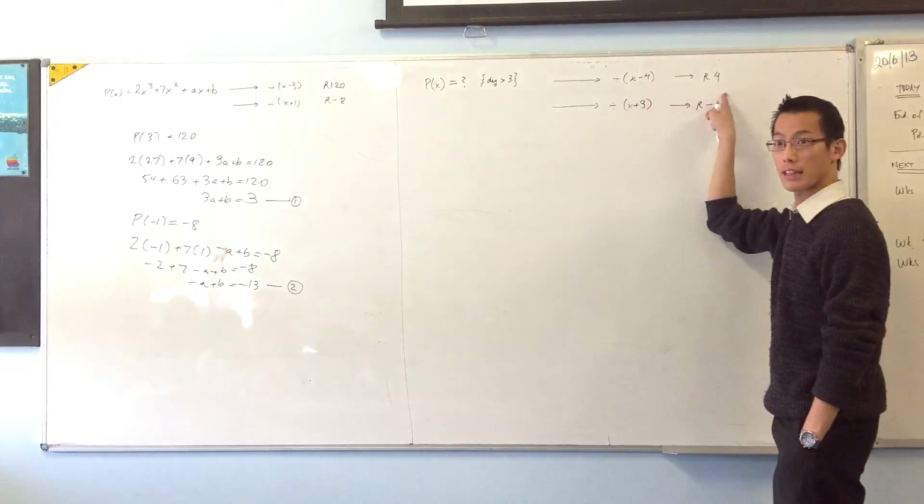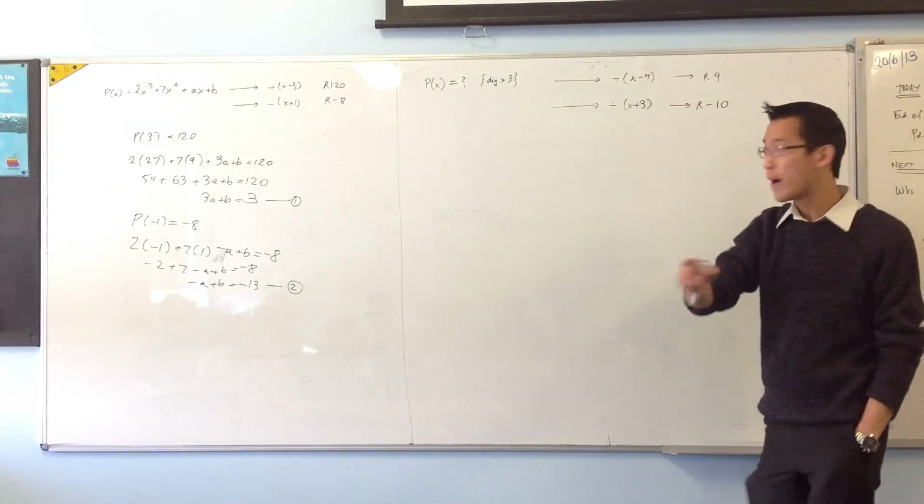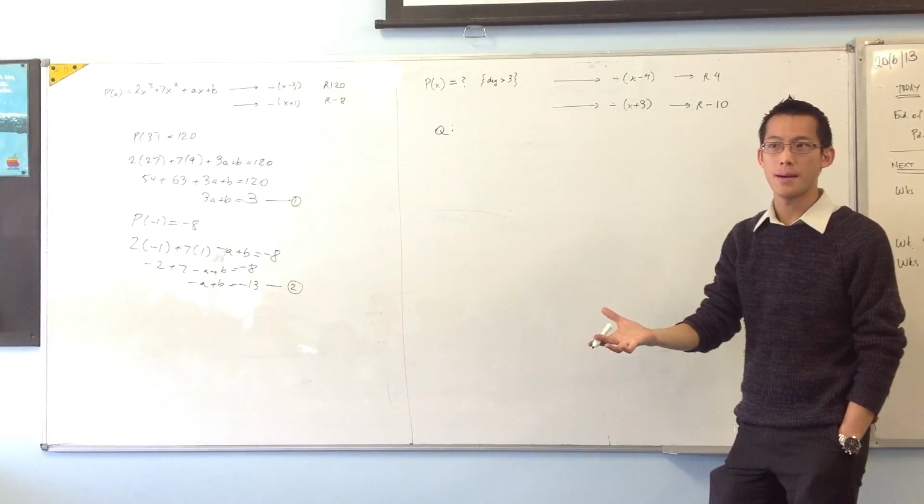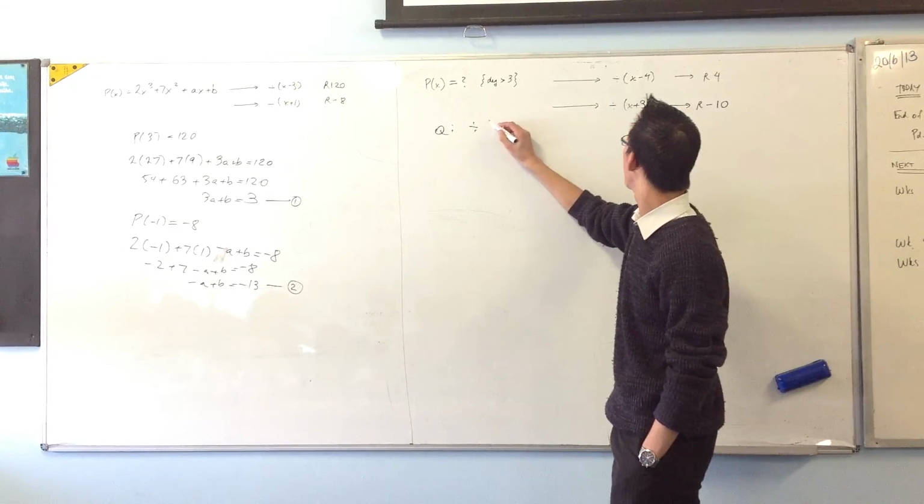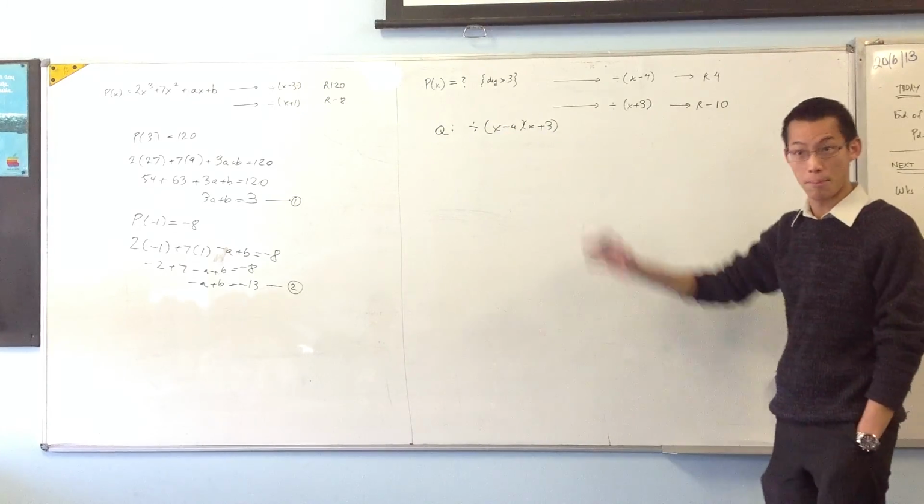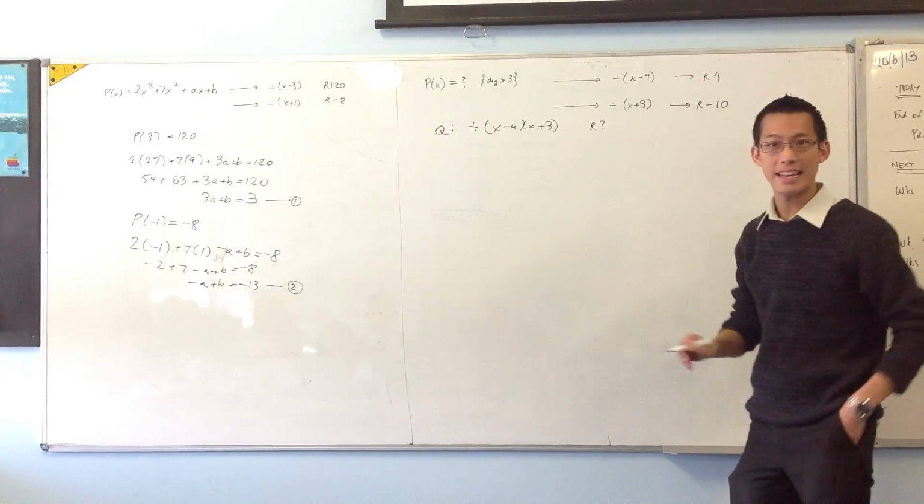If you divide by this, you'll get this remainder. If you divide by this, you'll get this remainder. Now the question is, what happens when you divide by both of them at the same time? What happens when you divide by x minus 4, x plus 3? The product of those two divisors, right? What remainder will you get in such a case?